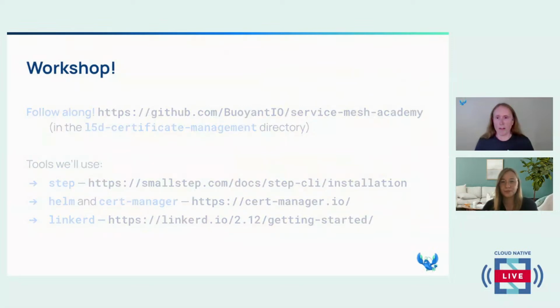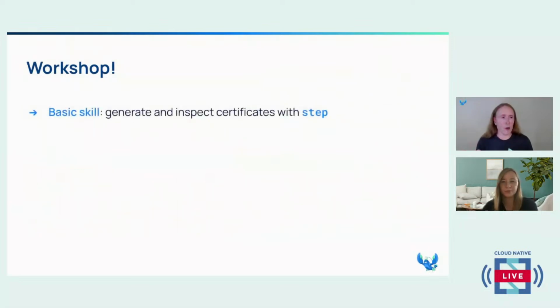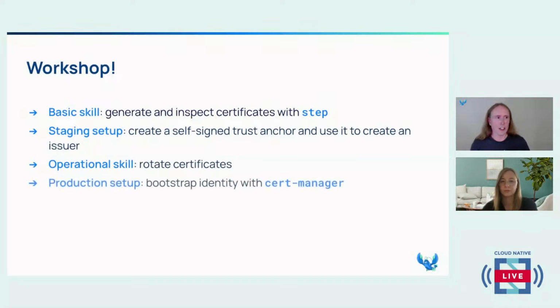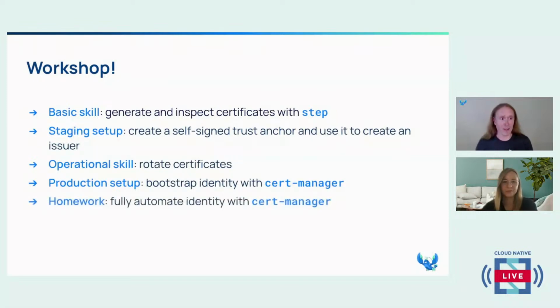In the workshop, we're going to cover a few things. There's the basic skill of generating and inspecting certificates using the STEP CLI. We're going to do a staging setup where we create a self-signed trust anchor and then use it to create the other certificates to get Linkerd running. We're going to talk about the operational skill of rotating keys. And then we're going to do a production setup where we bootstrap all this stuff with Cert Manager to make life easier on us, the people who are trying to get work done. For homework, you'll get to fully automate the identity with Cert Manager. We're just going to do the bootstrapping, because once it's bootstrapped, fully automating it is usually a lot easier.